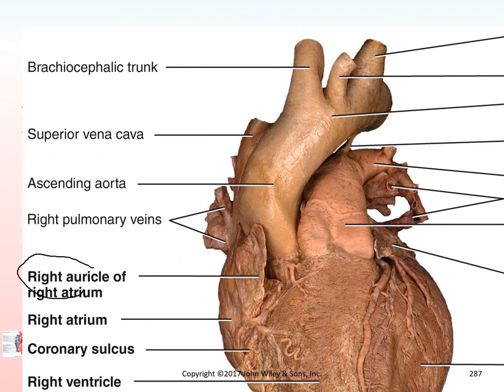And here you see the right auricle, and there's the brachiocephalic trunk. The magical name is BAT, brachiocephalic arterial trunk. I call it the BAT. And here you can see the superior vena cava and some other structures.